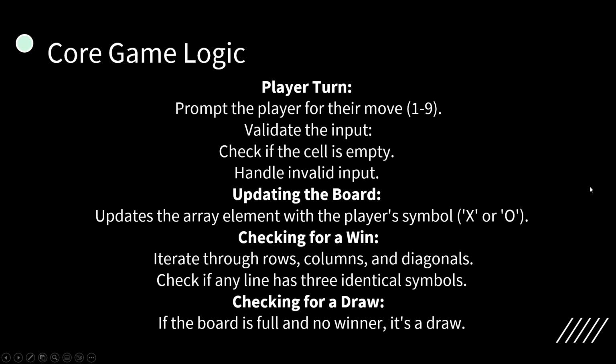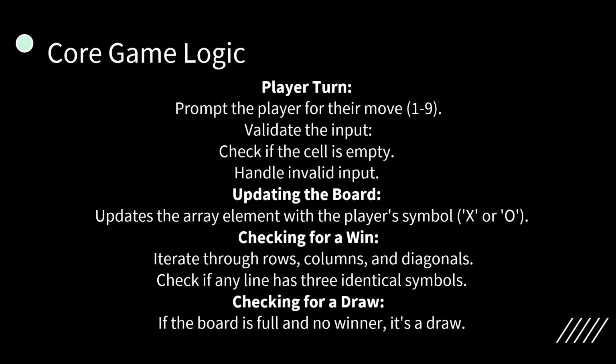The core game logic of the game. We will have player turns, which will prompt the player for their move, for which they can choose from 1 to 9 on the keyboard. Next, the program will validate the input. If the cell is empty, then it will mark it with either an O or an X. And if the cell is already filled, it will prompt the user with an invalid input message and let them try again.